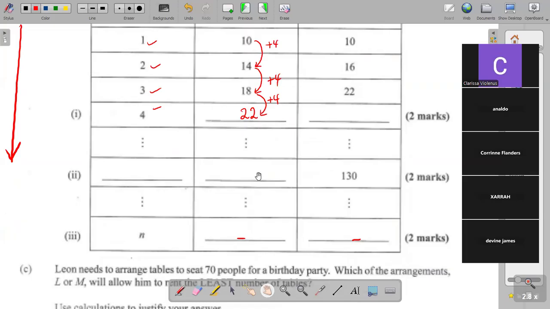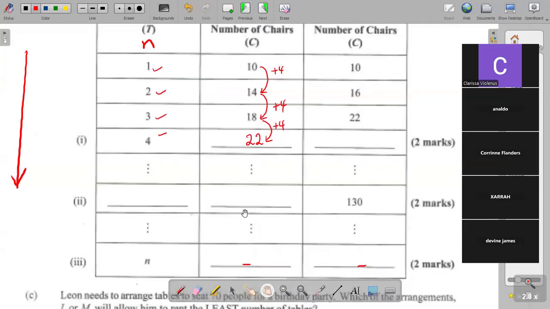Yes or no? Can I put an answer here? Not yet, because I don't even know what position this is. I don't know if it's 5 or 12 or 29 or a million. So guess what we have to go and find first? We now have to find the formula, right or wrong?